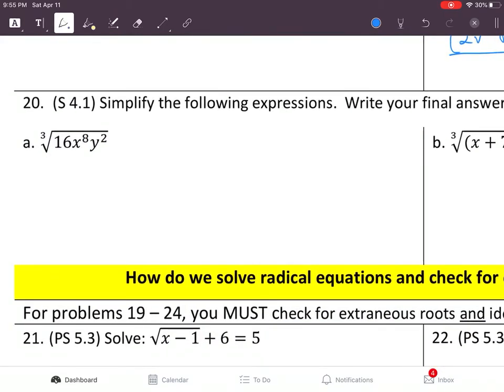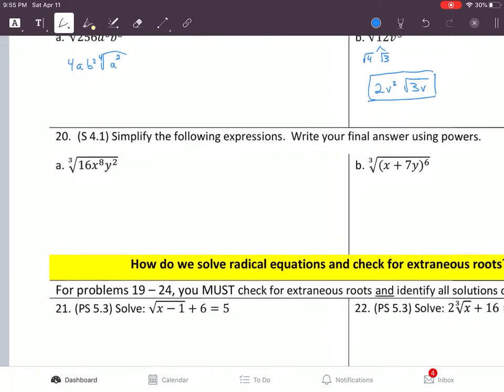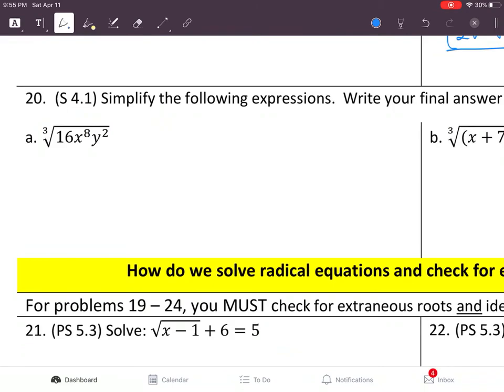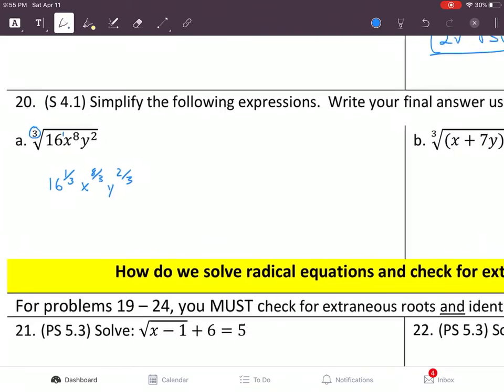Number 20. What perfect square goes inside of 16? Oh, no, sorry. We want to write these as powers, so it's going to be fractional exponents. Okay? So the exponent on 16 is 1. So we write 16, the power is 1. The denominator of your fractional exponent is 3. So the root value is going to be the denominator of your fractional exponent. Okay? So x to the 8 over 3 power, and then y to the 2 over 3 power. Pretty straightforward.